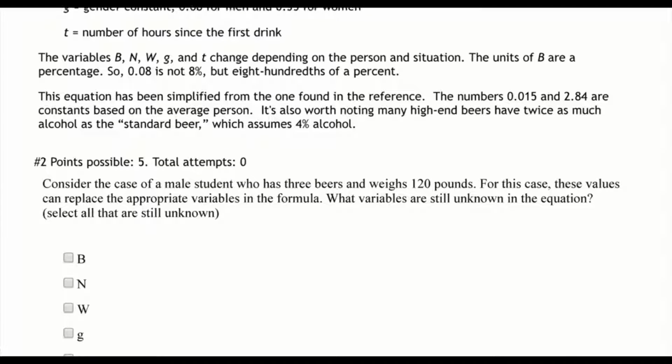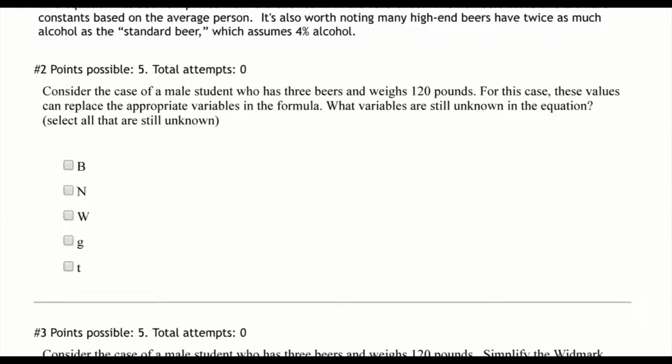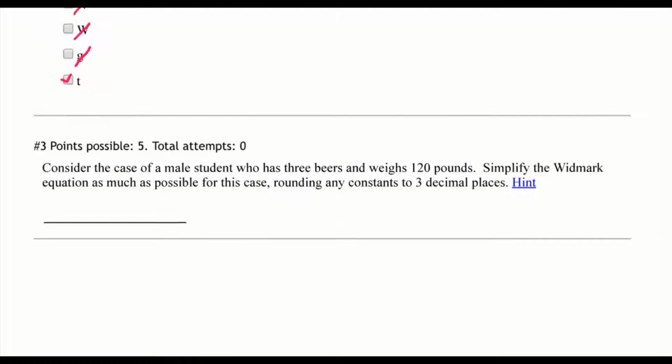So if we're given the scenario of a male student who has had 3 beers and weighs 120 pounds, which of the variables are still unknown? Which of the variables don't we know? Well, we know the gender, we know the number, and we know their weight, so then B and T are the variables that are unknown, the ones we still need to solve for.